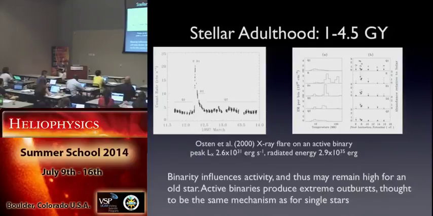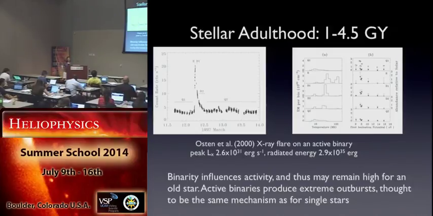I have a particular fondness for them since that's what I did my PhD dissertation on. But once we get into what I'm calling the stellar adulthood range, where you're in the 1 gigayear to, arbitrarily, 4.5 gigayears to stop at our sun, and then anything older than the sun is stellar old age.